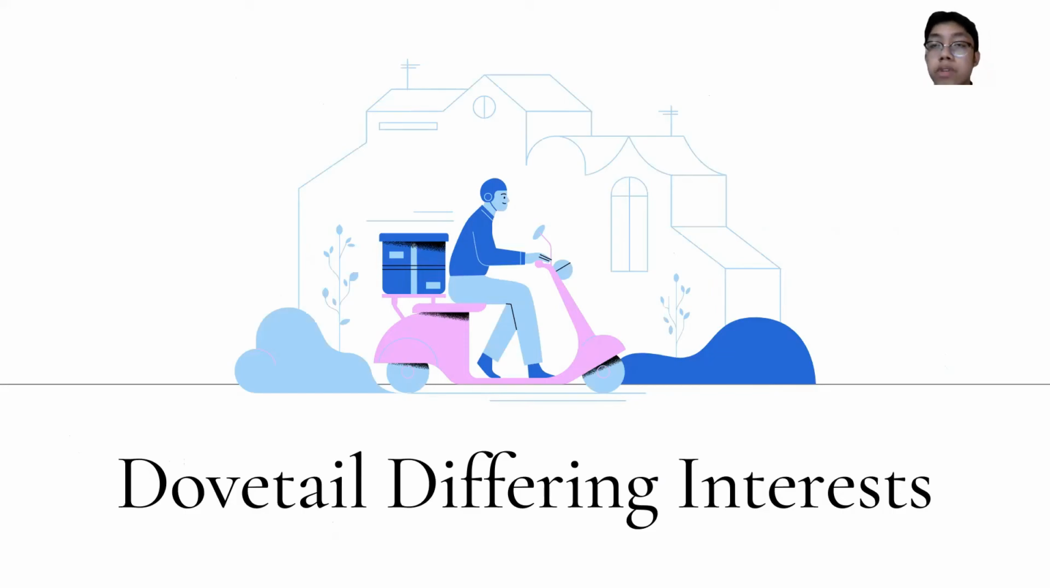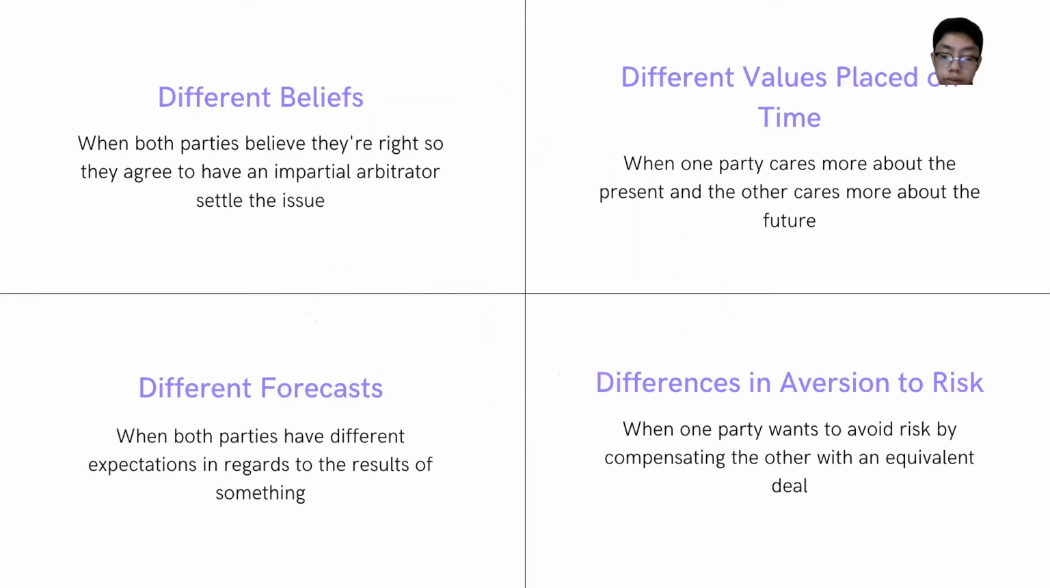An example of this would be, imagine a scenario between a buyer and a seller. The seller wants to sell his stocks because he believes the prices are going to go down, whereas the buyer wants to buy them because he believes the prices are going to go up. So this disagreement in beliefs actually helps lay the groundwork in accomplishing their deal. And these are the types of differences that best lend themselves to dovetailing. First one is the different beliefs. Second is different values placed on time. Third is different forecasts. And the fourth is differences in aversion to risk.